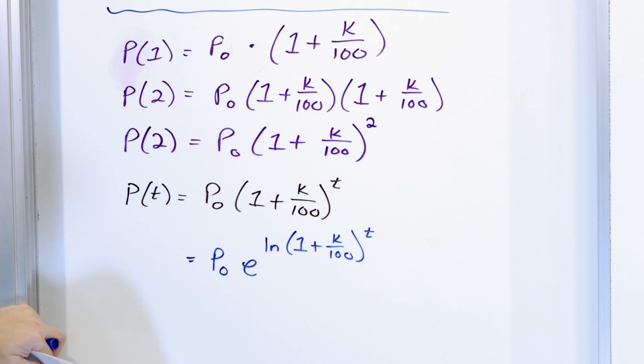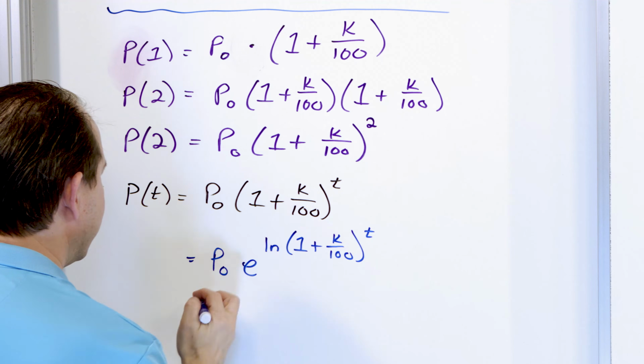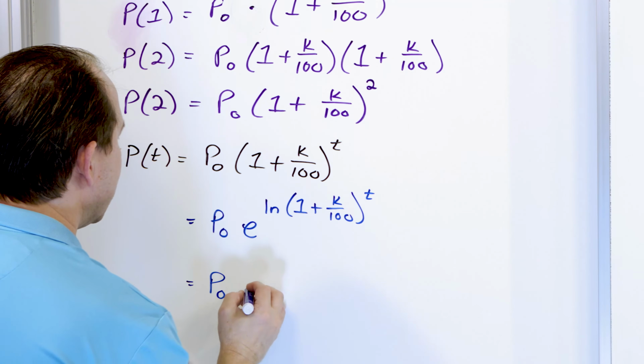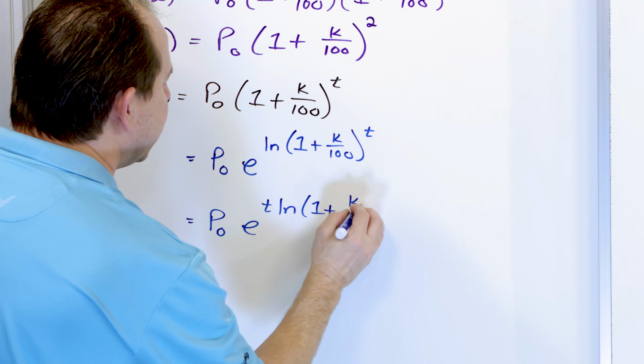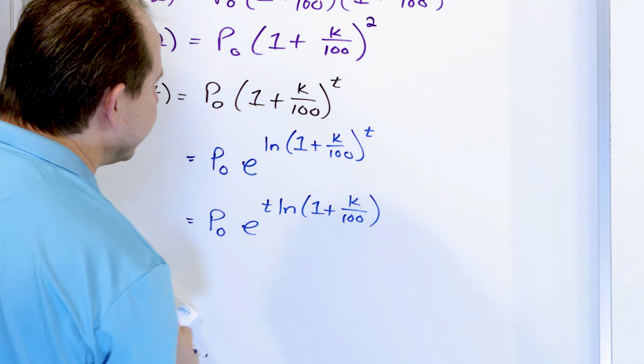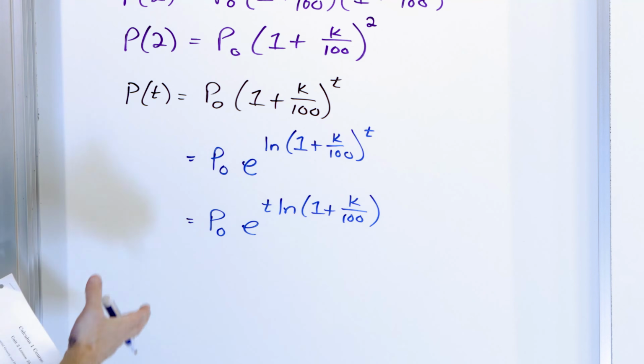which means that writing this like this is perfectly legal to do. All right, now since I have a logarithm here, if I want to, I can bring this t over here, and I can say p naught e to the t natural log 1 plus k over 100, like this.